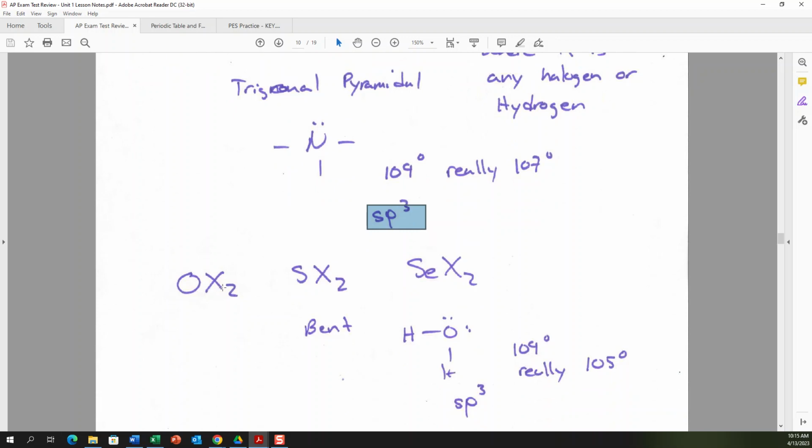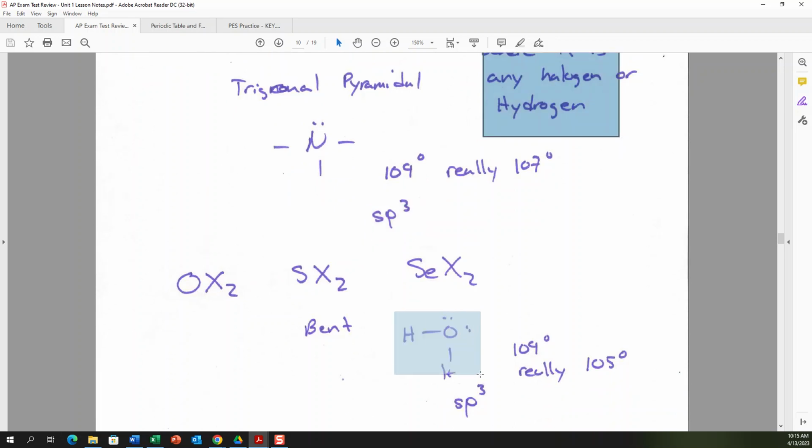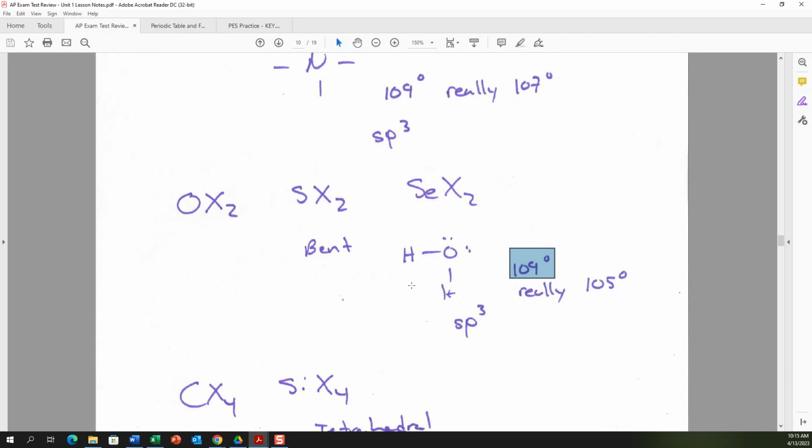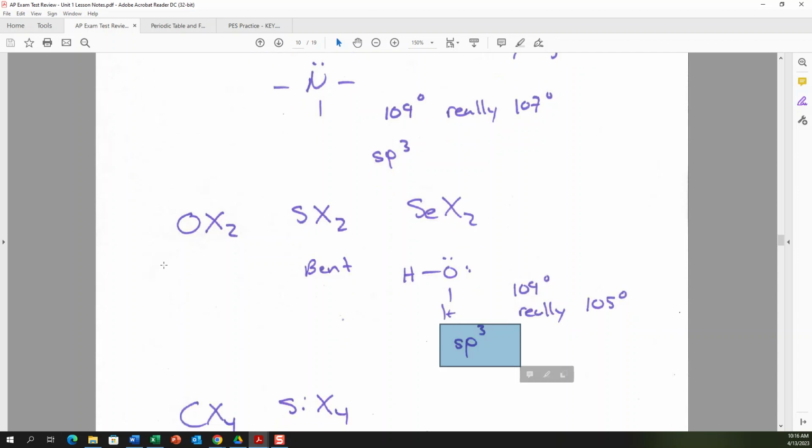If we look at oxygen with 2 things, sulfur with 2 things, selenium with 2 things, again, where those 2 things are hydrogens and halogens, that's where you're going to get your bent shape, right? Still 4 domains, so you could say 109, just like we set up here for trigonal pyramidal, but really it would be 105 because you have 2 lone pairs and 2 bonds, instead of 1 lone pair and 3 bonds. So the bond angle is actually a little bit smaller, but the hybridization is still going to be the same, sp3.